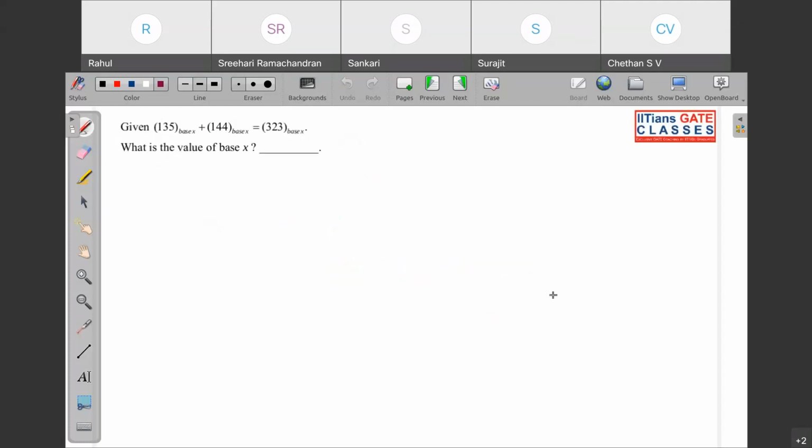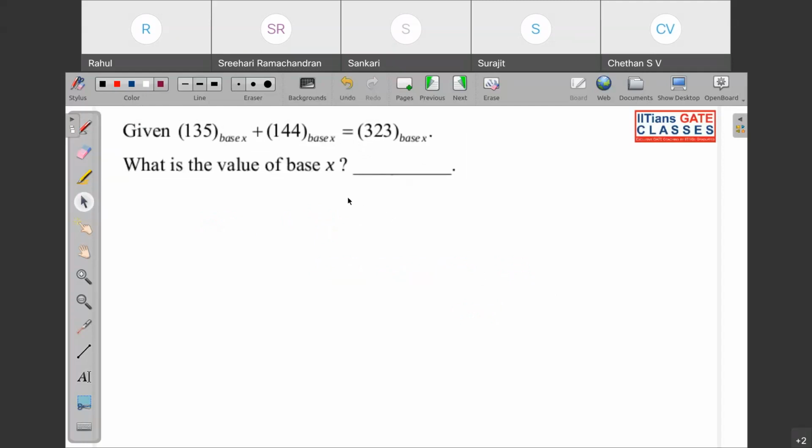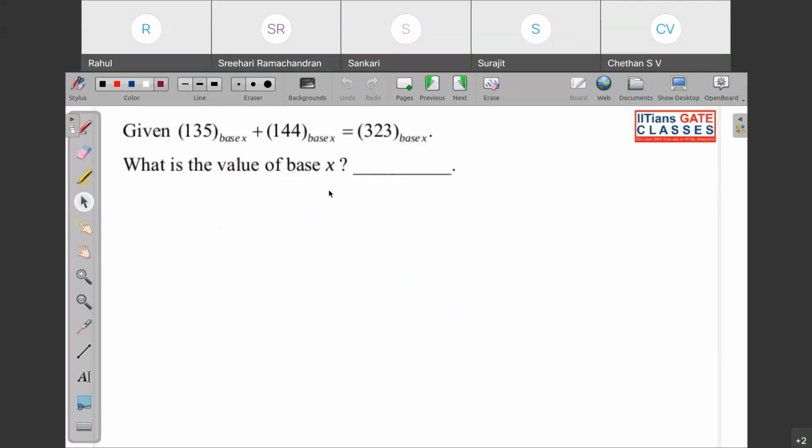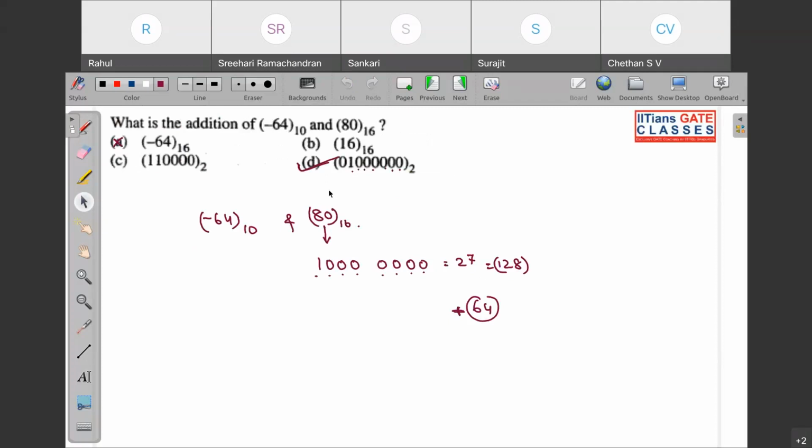Now for this one, tell me very quickly what will be the answer. Yes, tell me, Srihari, what doubt you have? Last question, others can solve this, so copy down the question. What is your doubt, Srihari? 64 in binary. Yes, 64 in binary is written like this. So what is the doubt?